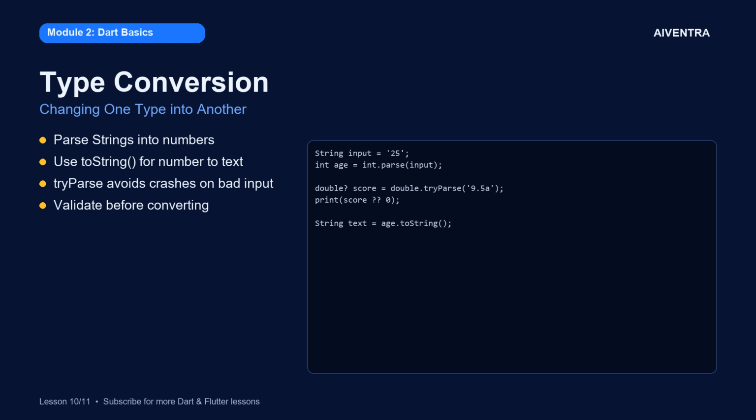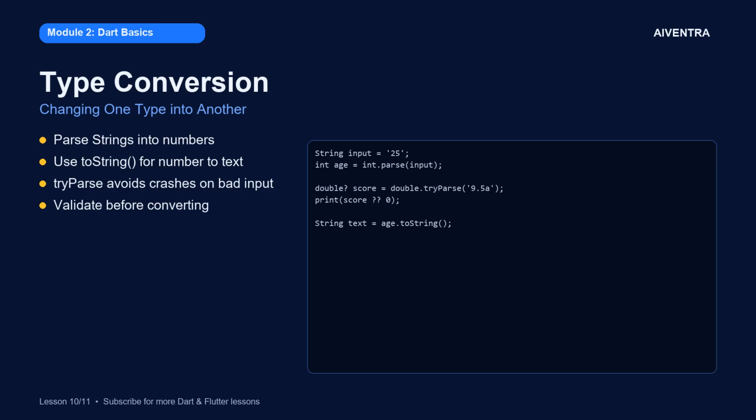In our example, double.tryParse on an invalid value returns null, and we use null coalescing to provide a default of 0. Conversion also works in the other direction. Calling toString on a number produces its text representation. This is useful when displaying numeric results in UI labels or building messages.